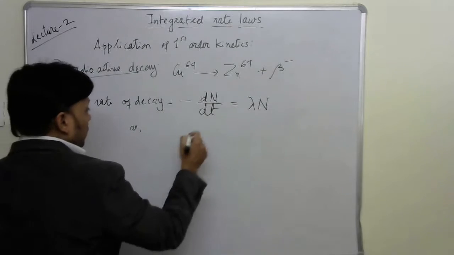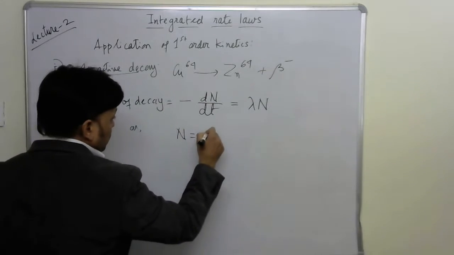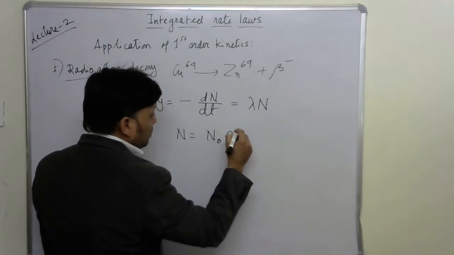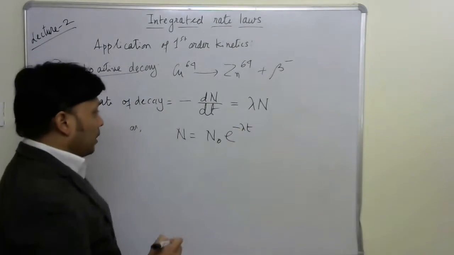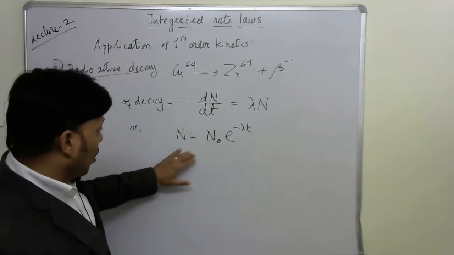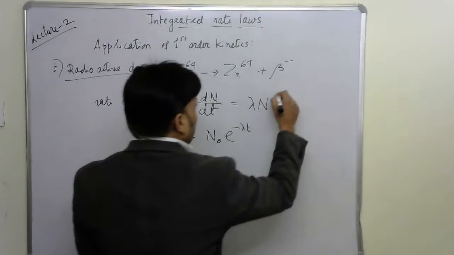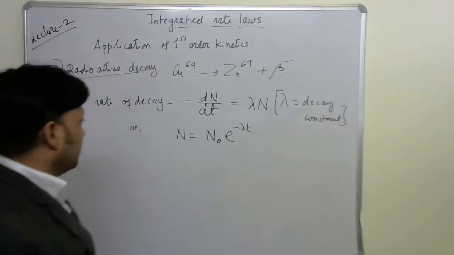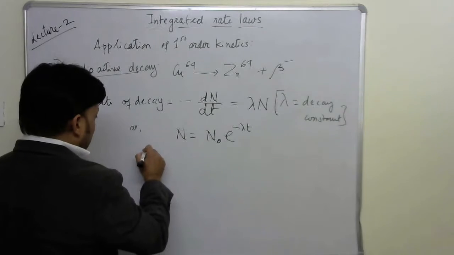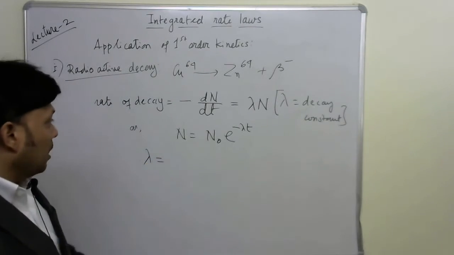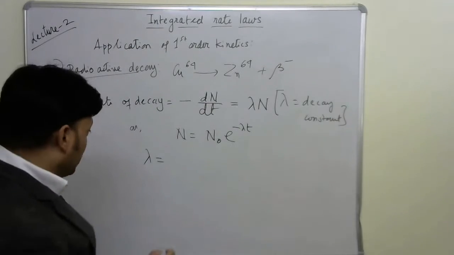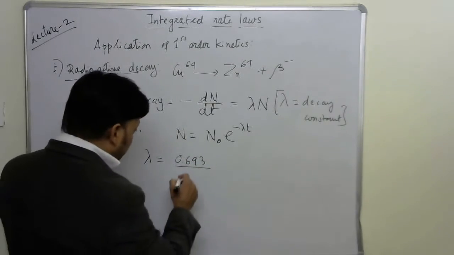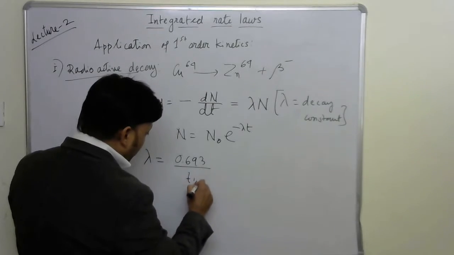We can readily transform this equation into an expression like this: N is equal to N naught multiplied by e to the power minus lambda t. Or the same thing, we can express N over N naught is equal to e to the power minus lambda t. Here lambda is called the decay constant. The decay constant lambda is related to the half-life of the decay, through 0.693.